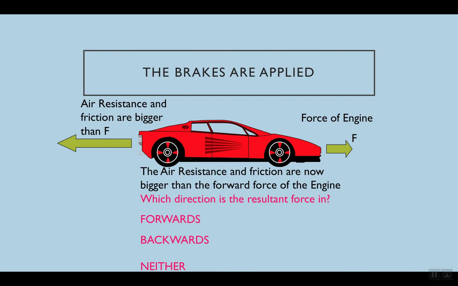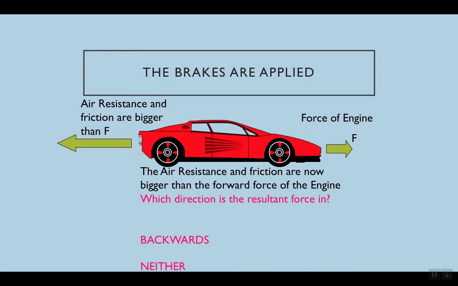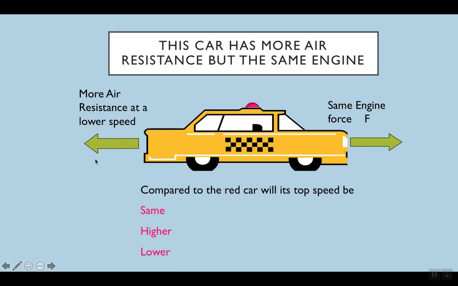Right, now we've got the brakes being applied, so we've got the air resistance and we've got friction now, which is greater here than the forward force from the engine. So the resultant force, is that going to be to the right or to the left? Well, it's going to be backwards. I don't know why it hasn't got anything there, but yeah, it's going to be backwards. So what's going to happen to this car? If the resultant force is backwards, it's not necessarily going to go backwards, but it's going to slow down. It's going to decelerate.